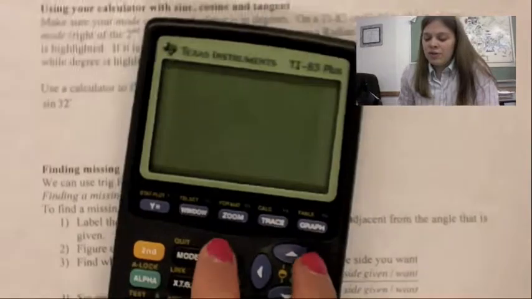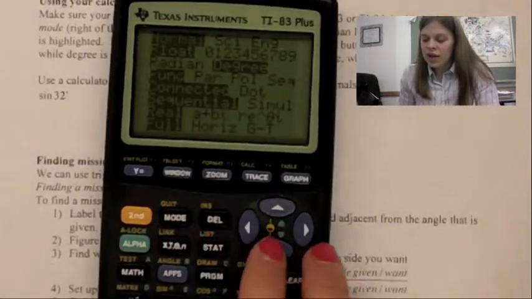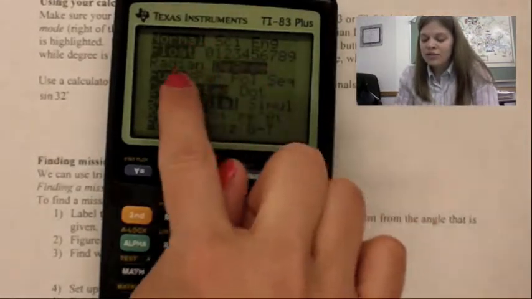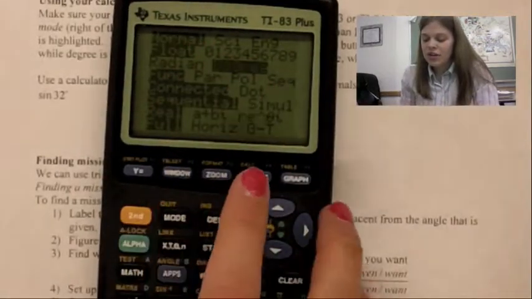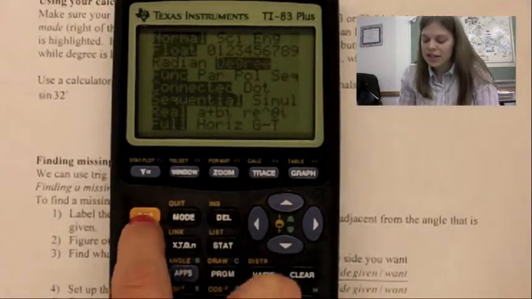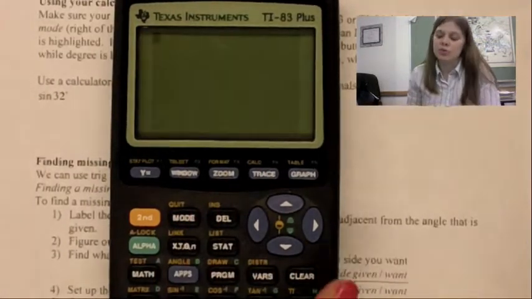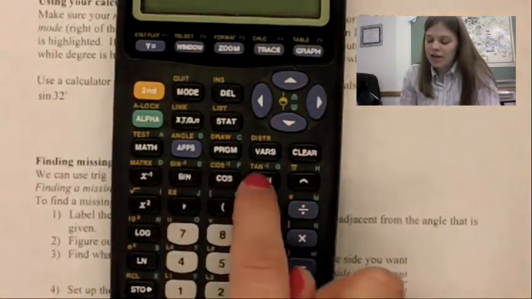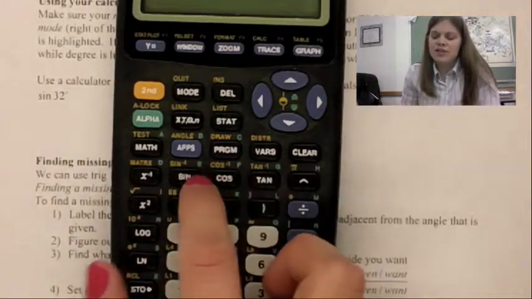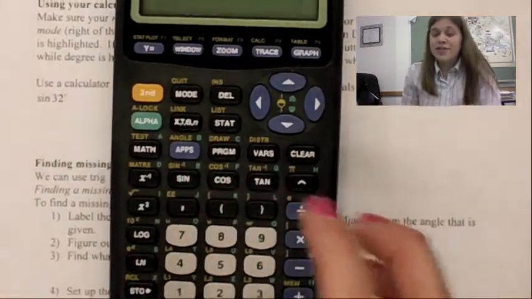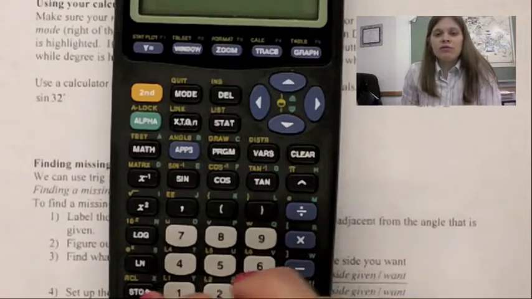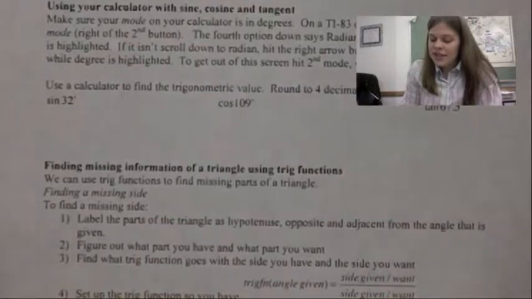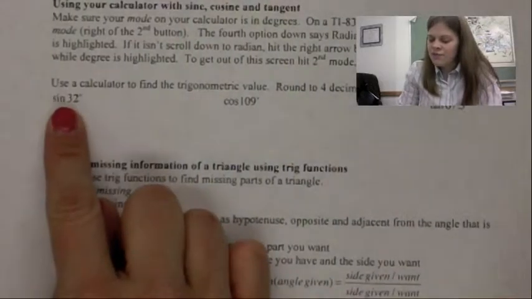So on this calculator, you hit mode, and the third one down, it says radian and degree. Notice mine is highlighted on degree. If yours isn't, just go over and hit degree, and then you can quit out of the screen by hitting second and then mode, and that gets you back to the normal screen. Now the buttons that we want to use are these sine, cosine, and tangent buttons that are right here. And most of your calculators have these buttons. If they don't, you can look for a button that says trig and see if you can find it in your trig button menu.